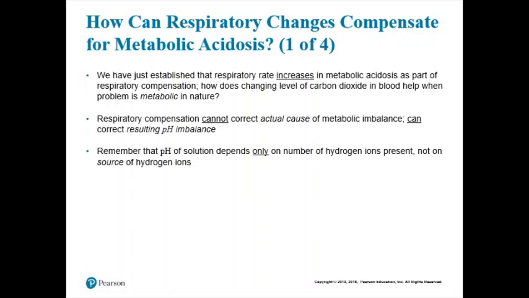So if you have a metabolic acidosis, that respiratory compensation where you're hypoventilating is only helping to correct the pH imbalance. It's not correcting the original source of the metabolic imbalance. So you'll have to ultimately fix that. And that's acidosis.